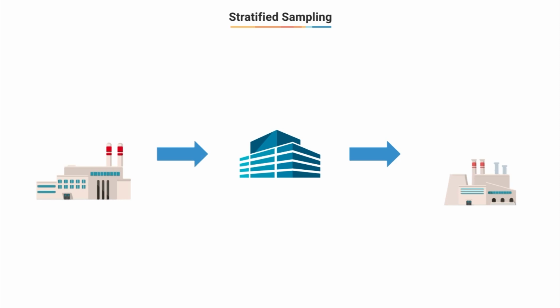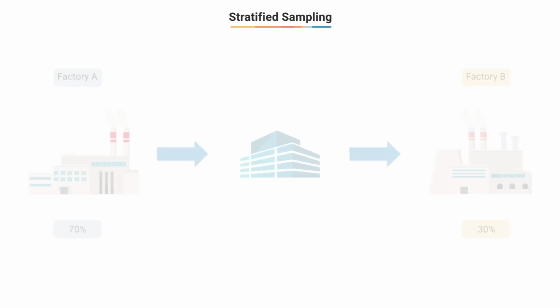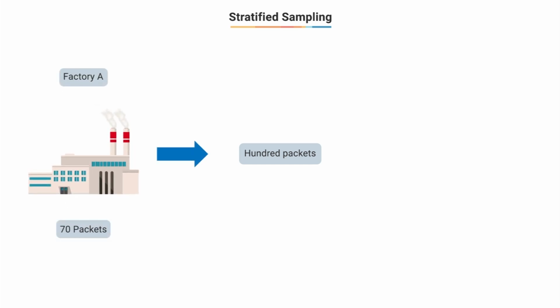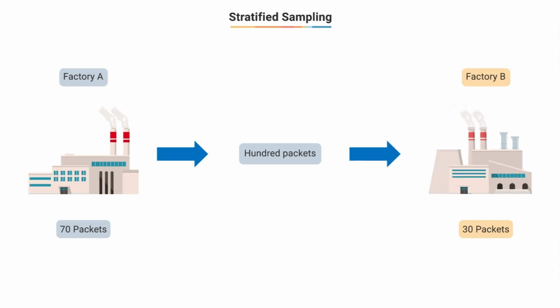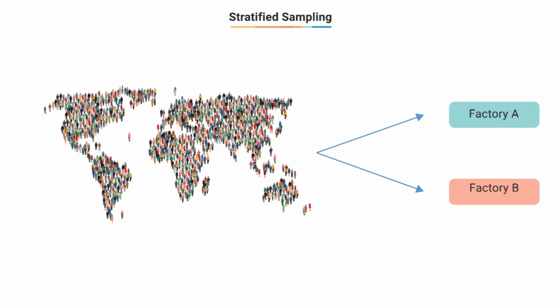Suppose the company has two factories and we know that 70% of the noodles are manufactured in factory A and 30% of the noodles in factory B. Now you want to select 100 packets for our sample. So we would select 70 packets from factory A using random sampling and 30 packets from factory B, again using random sampling within the factory-specific packets. Thus, again you would have a sample of 100 packets. But this time your sample would be more representative of the population, as we have packets from both factories A and B and the proportions would be the same as that of the population.